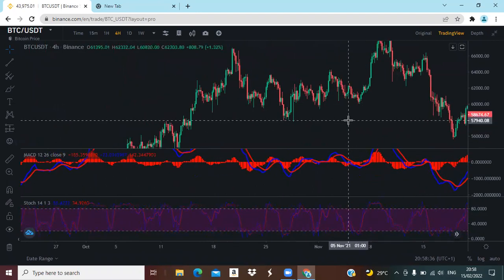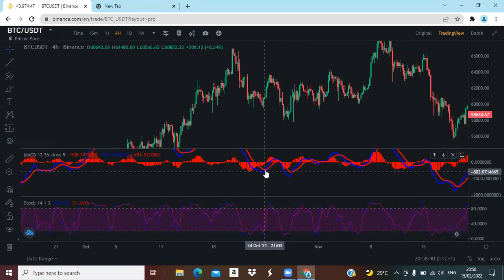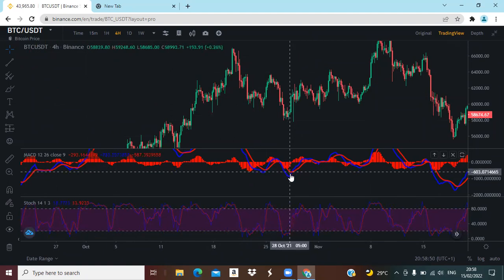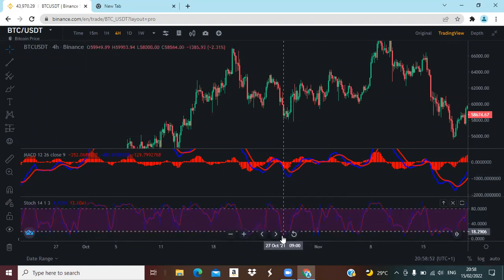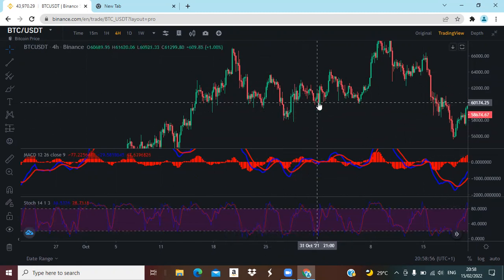Looking for where it fails. If you look at it here, MACD enters inside here. Stochastic at oversold condition, market moves up. Comes back down again, MACD at the negative side, stochastic at oversold condition, moves up. Moves up here, the same thing too.